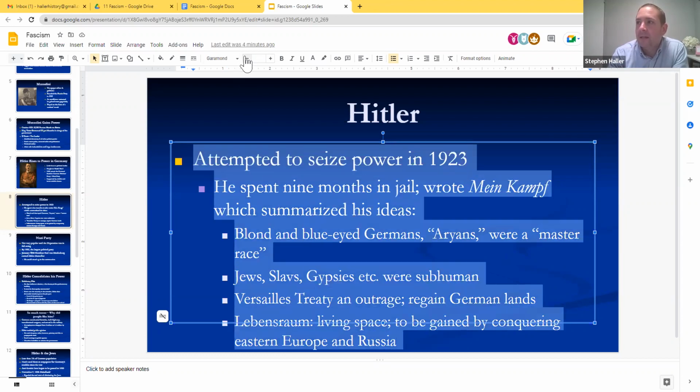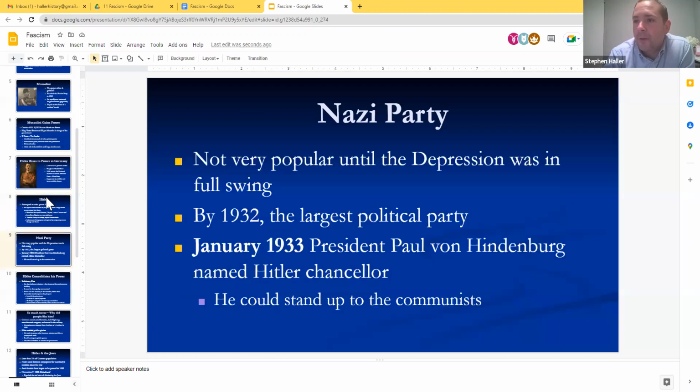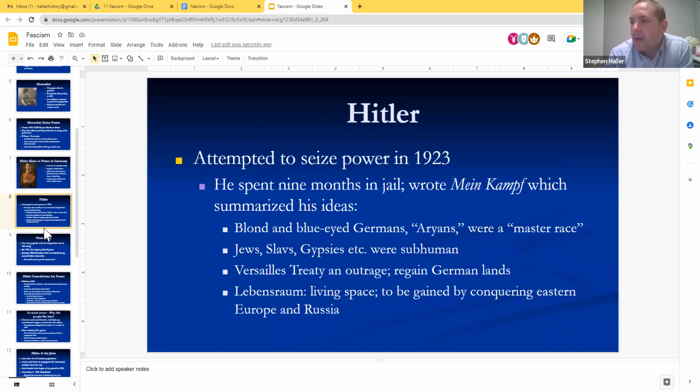So the idea in Lebensraum is to take over other parts of Europe. Take over Poland and Austria and the Rhineland in Eastern France and Czechoslovakia, and take over these places and kill off the people who live there and replace them with Germans. And this then gives them the places that they can grow food and grow wheat to sustain their populations.